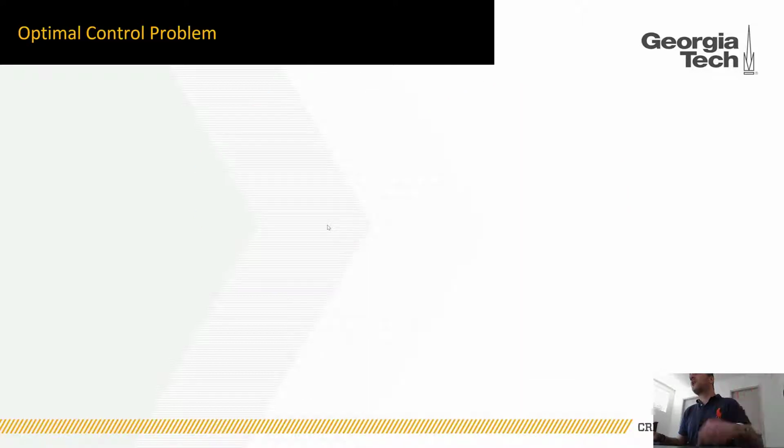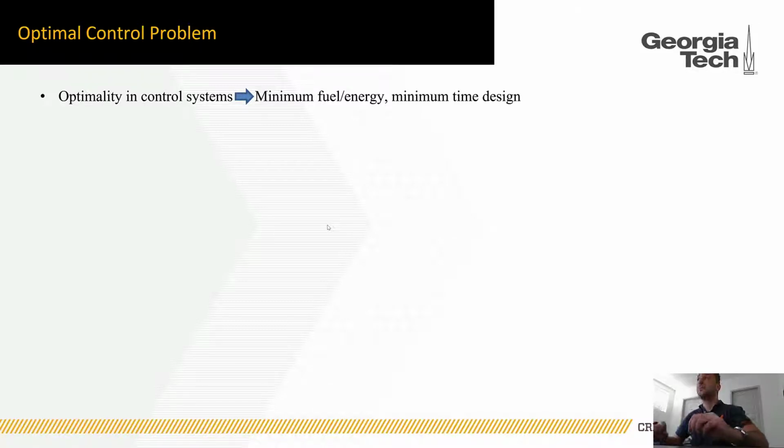So let's describe what an optimal control problem is and why it is important. Optimality in control systems can appear in different ways. First, whenever you want to minimize something, for example fuel, energy, or the time in which a missile can intercept another missile, or in a pursuit-evasion game where you want to pursue something in minimum time. All these things are the basis for optimization.